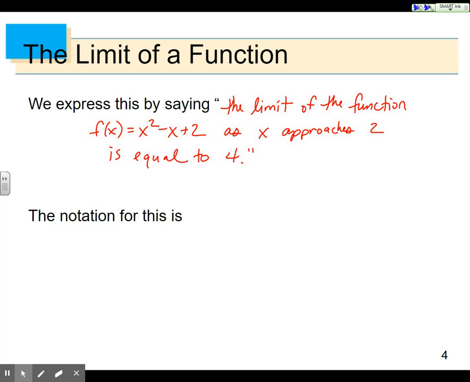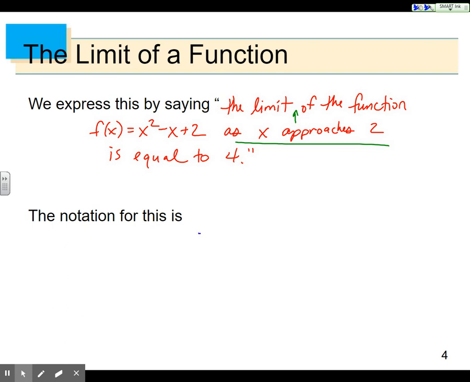Now, I switch around some of these, I think they're called prepositional phrases. Sometimes I'll say the limit as x approaches 2, sometimes I squeeze it in right there, of the function. So it doesn't really matter what order you say it in. If you put the as x approaches 2 first, it's all going to come out the same. Okay. Now we have a notation for this, so we don't have to write this out every time.